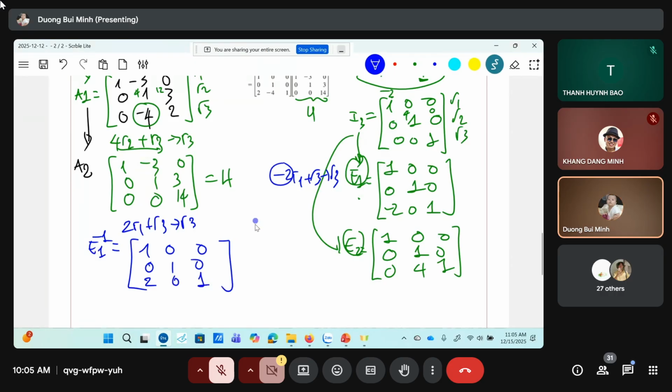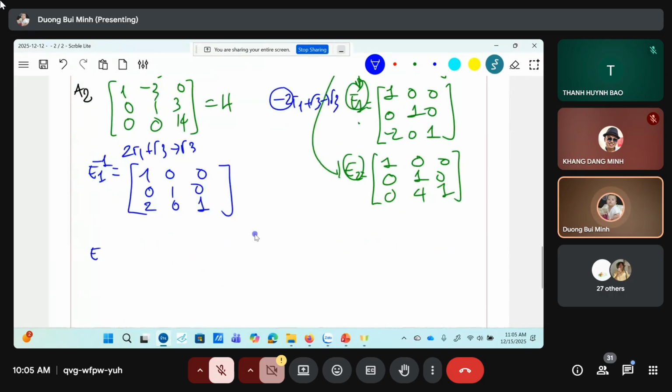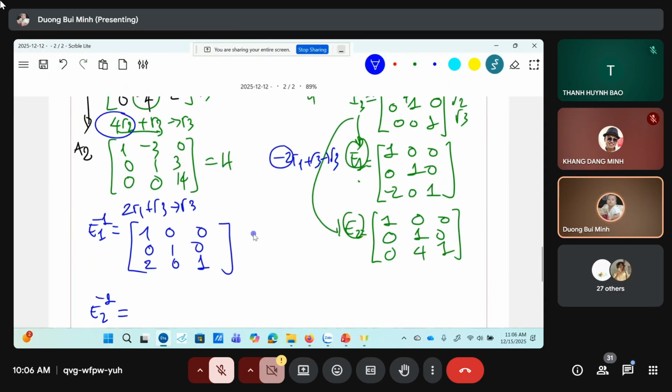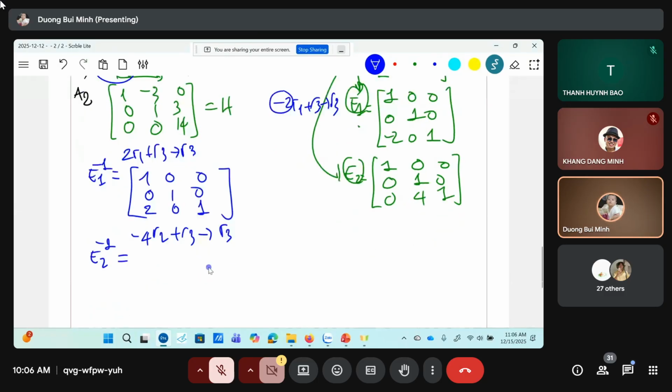Okay, and similarly, you can get the inverse of E2. The inverse of E2 is here. Look, this is you times 4. So here you need to apply the inverse of 4R2 plus R3 relate to R3. So you can get the inverse of E2 as 1, 0, 0, 0, 1, 0, 0, minus 4, 1. Okay, so now you can get L.